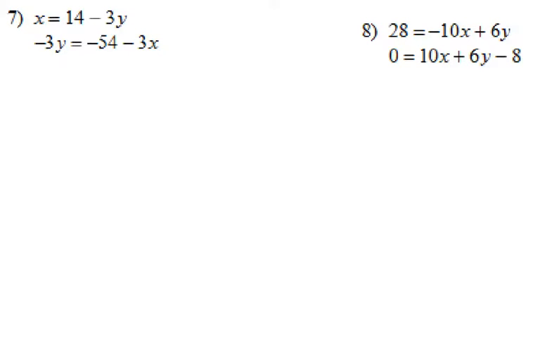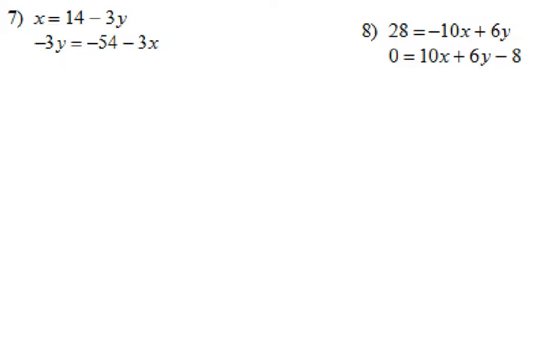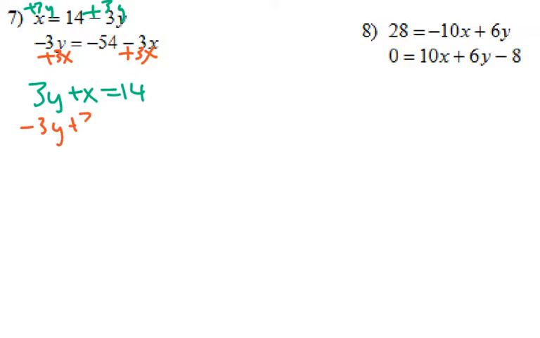up, are they? Now it doesn't really matter how you line them up. You can always try to get them in that standard form, but you don't have to. So if I'm looking at this one, probably what I'm going to do is I'd add the 3y here. So I get 3y plus x equals 14 for my first equation. For my second, I would add the 3x, because that would give me negative 3y plus 3x equals negative 54.